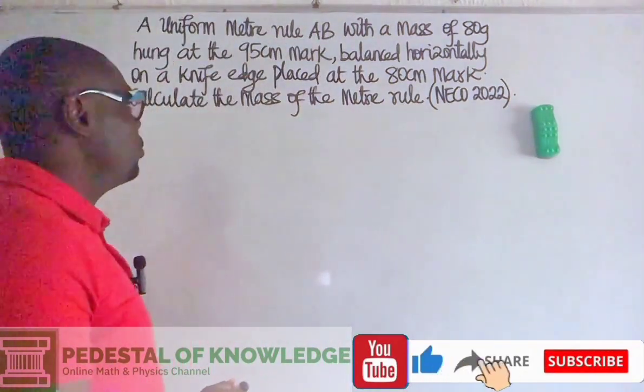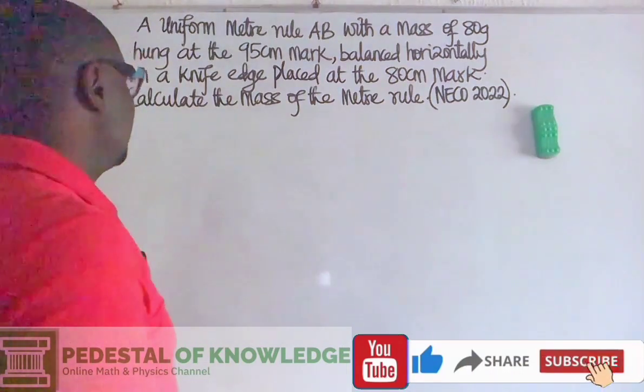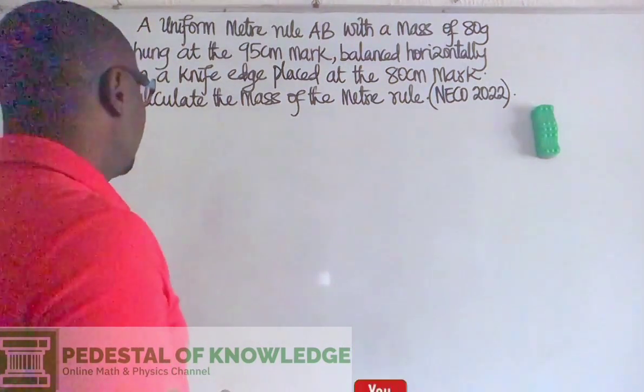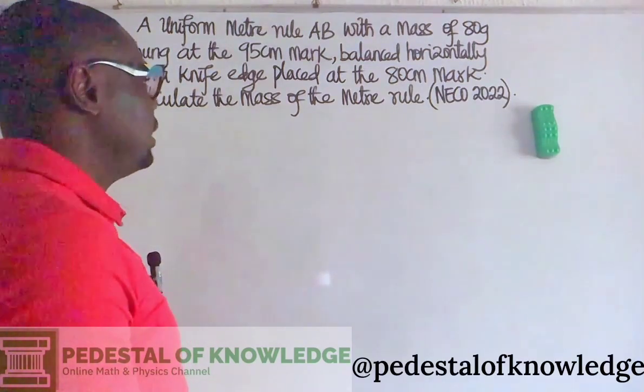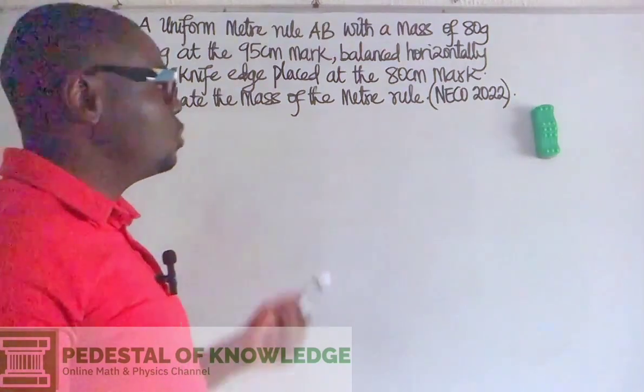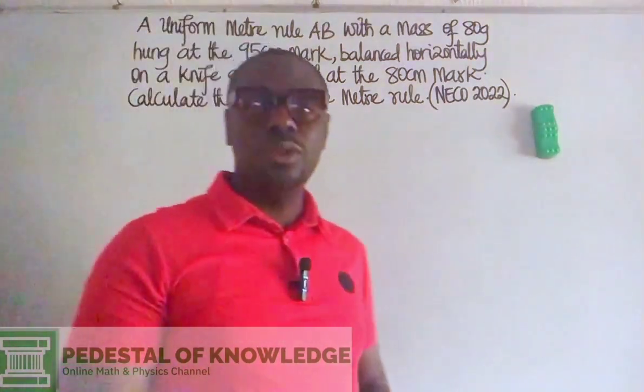A uniform meter rule AB with a mass of 80 grams hung at the 95 cm mark, balanced horizontally on a knife edge placed at the 80 cm mark. Calculate the mass of the meter rule. This question is pulled from NECO 2022.